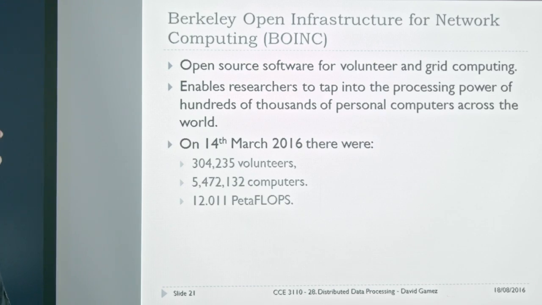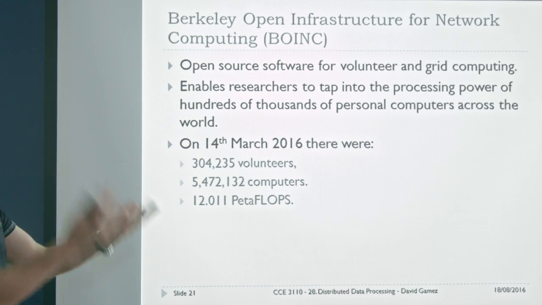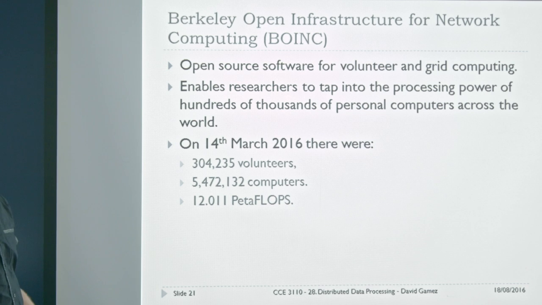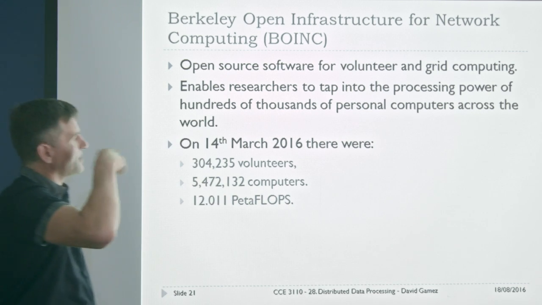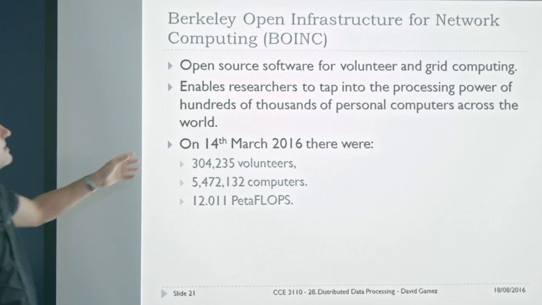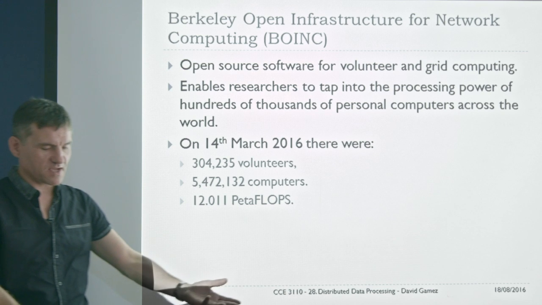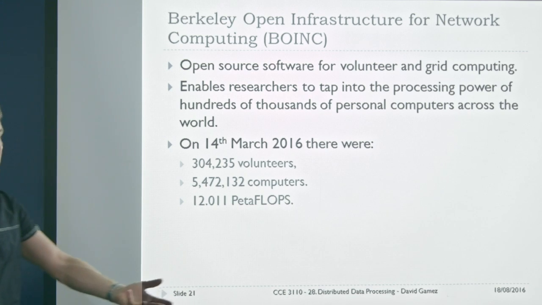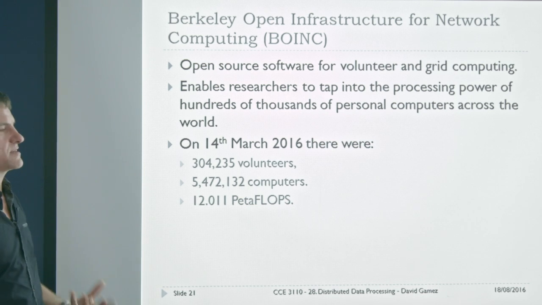So people are donating the CPU time of their machines to be used for scientific research. That's the idea. This enables researchers to tap into the processing power of hundreds of thousands of personal computers. That's what BOINC does. It's a framework that distributes jobs to volunteers, people giving their computers' time, and then pulls back the results for really big computing jobs.